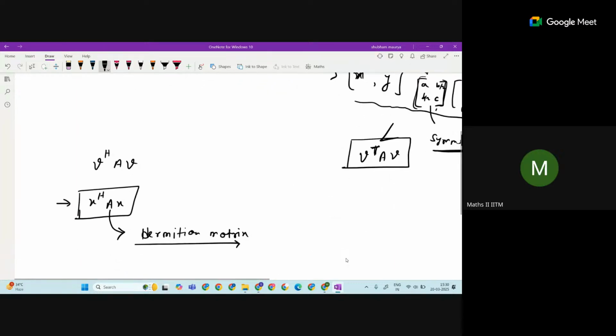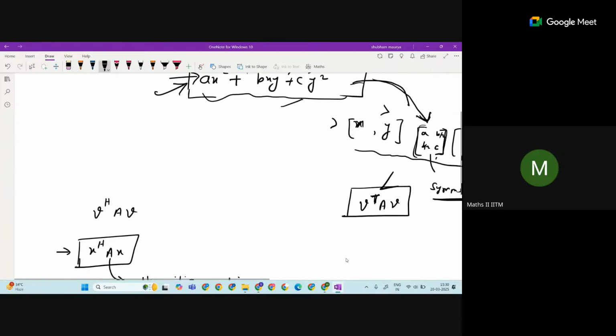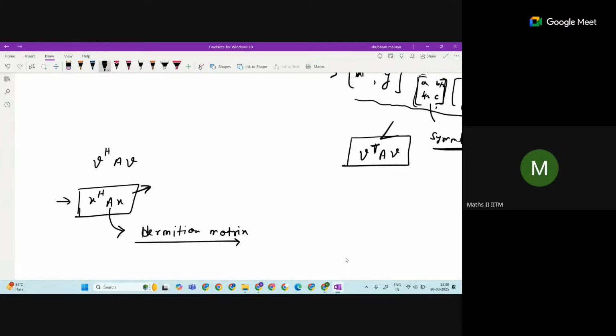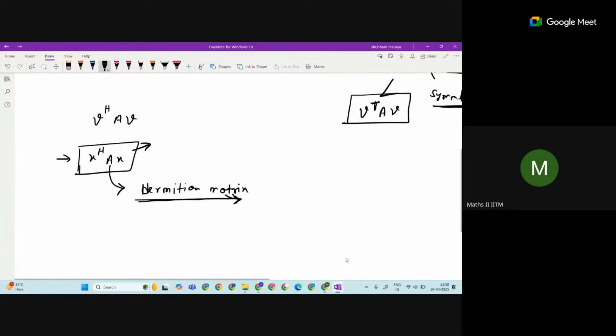So the reason is, if you check, we always want to connect this form, and if it is in the complex case, this is always going to be a Hermitian matrix. Okay, this is always going to be a Hermitian matrix.